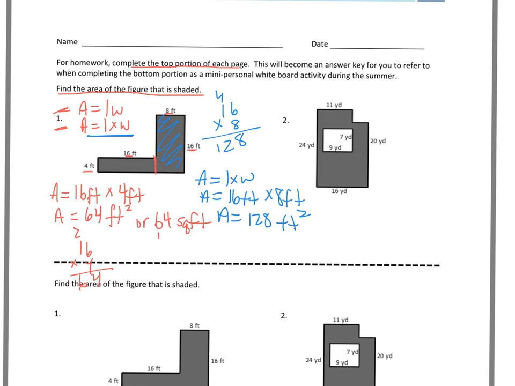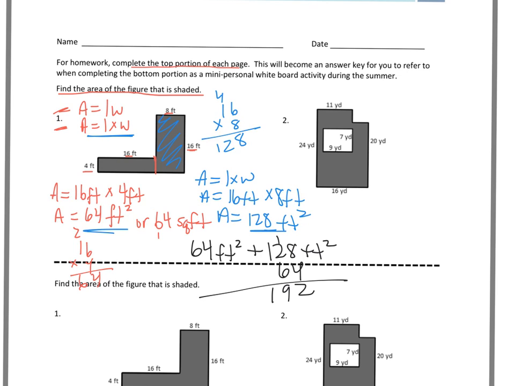Now it says we have to find the area that is shaded in the figure. So I have 64 and I have 128. So I'm going to add those two together. And the reason why I can is because the units are the same. They're both feet squared. So I'll add them, and I'll get 192 feet squared.